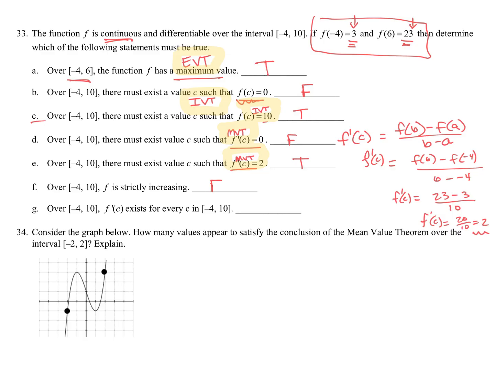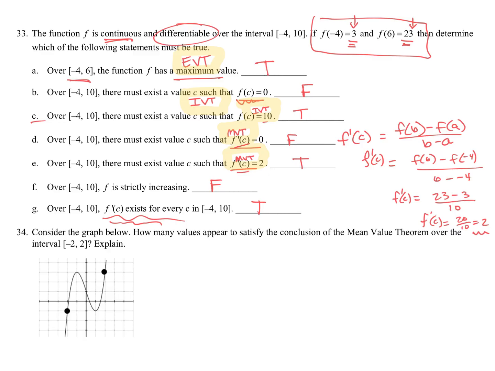The next one says that f prime exists. F prime exists, and I know that's true based on this word right here. And if that word wasn't there, I wouldn't have been able to use the mean value theorem for part D and E, because for mean value theorem to work, the function has to be differentiable, which means f prime exists. Cool, cool. Well, speaking of MVT, check out this next one.